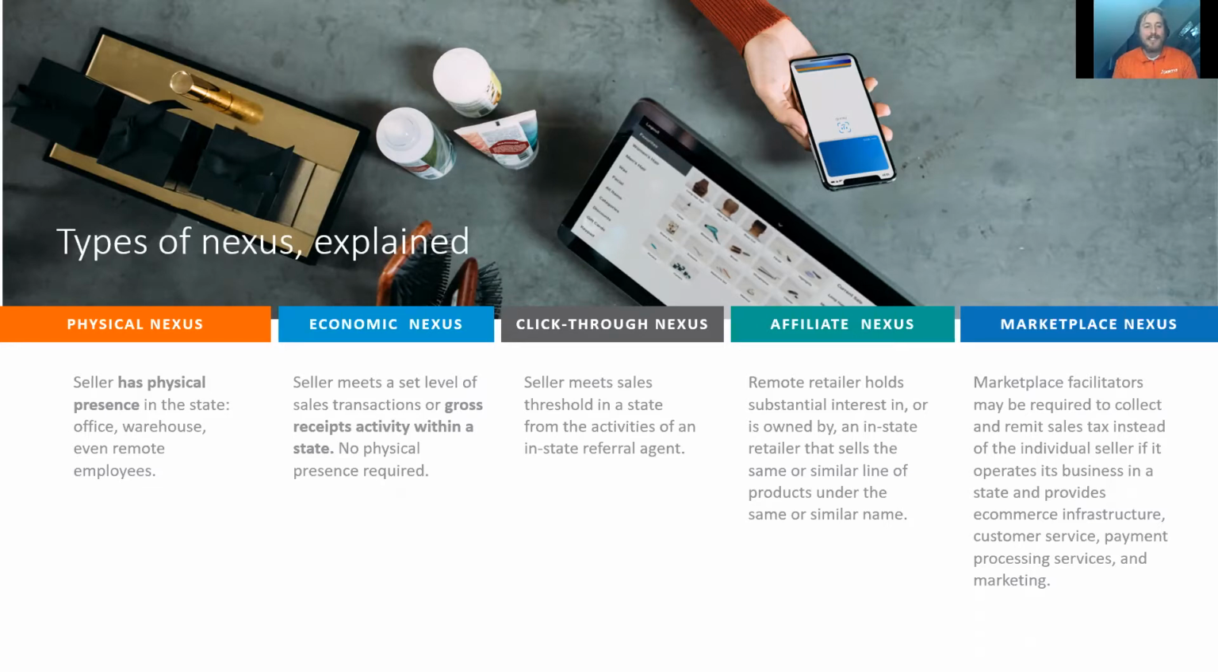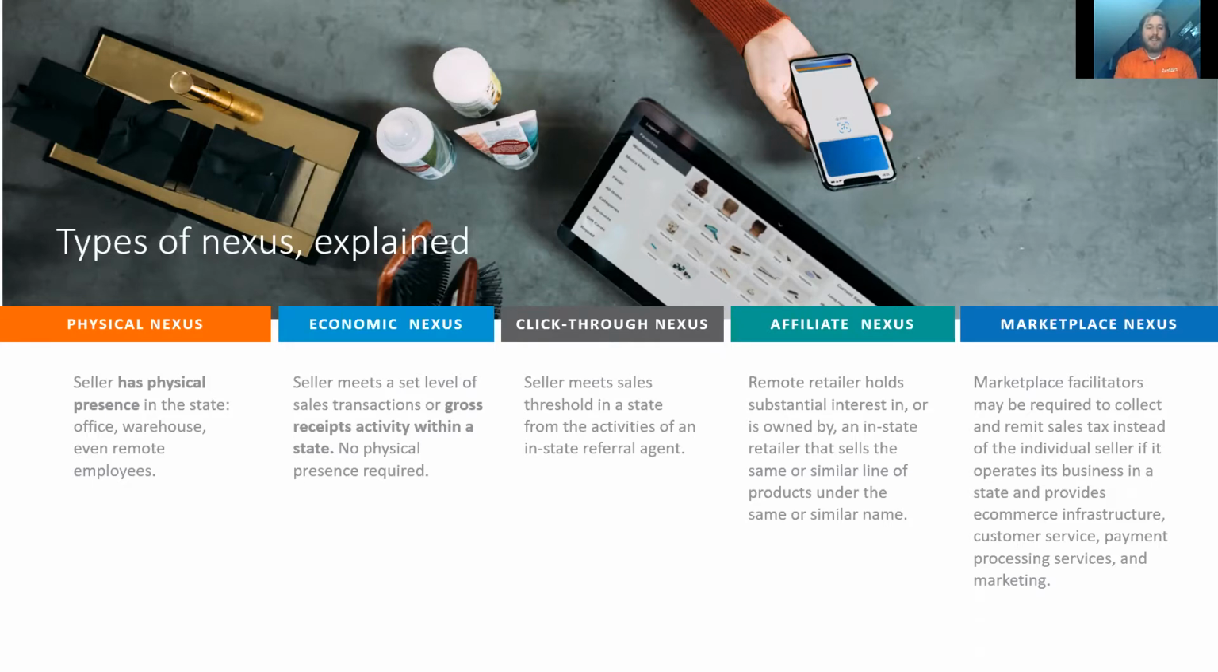You see physical presence. These are things like housing product in a third-party warehouse, remote employees, even potentially 1099 employees or third-party contractors that are doing work on your behalf, even attending trade shows, right? So those are things to think about that trigger the obligation. In blue there, you see economic Nexus. This was the court case ruling in South Dakota versus Wayfair, which gave you the obligation to collect and remit sales tax based on hitting a specific economic threshold.